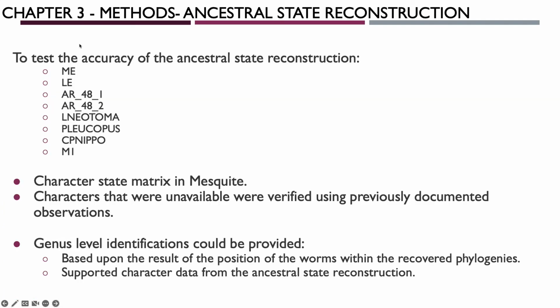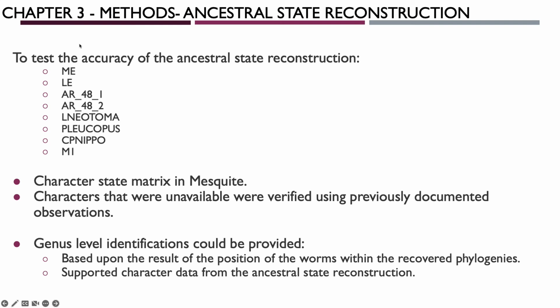We need to make sure that this ancestral state reconstruction is accurate and is actually accurately predicting what characters are working. To do that, we had a bunch of worms that were kind of difficult to diagnose. It was hard to put them in either one genus or the other. So I scored as many of the characters as these worms had, and entered them into my matrix in Mesquite. The characters that were unavailable were verified using previously documented observations.